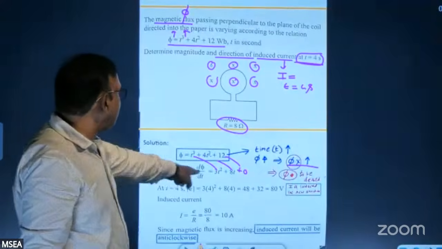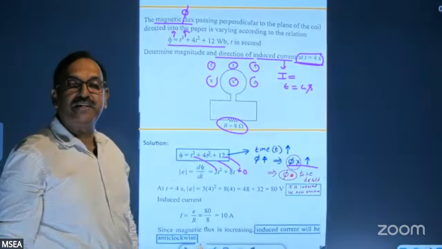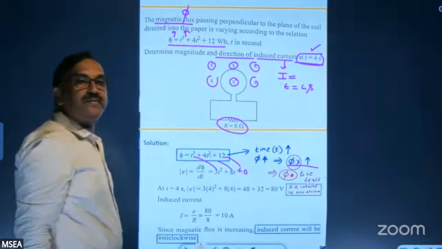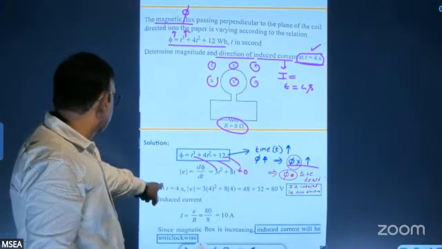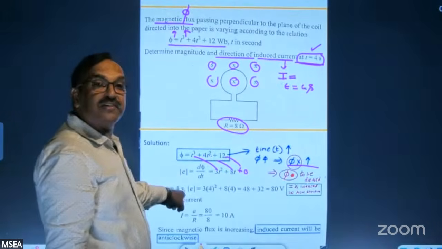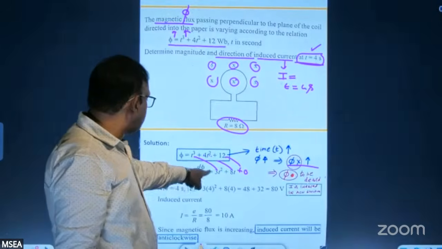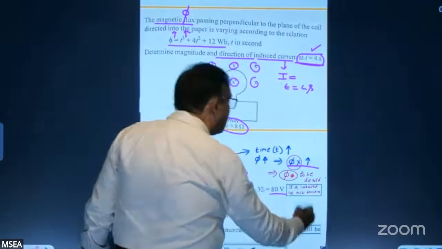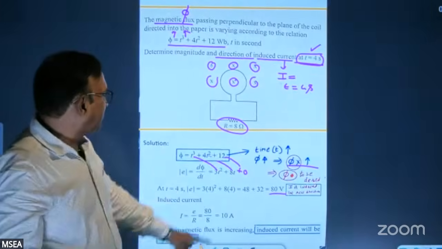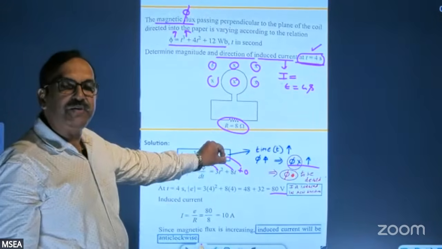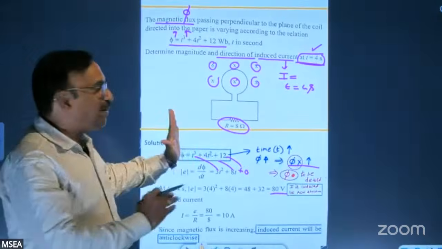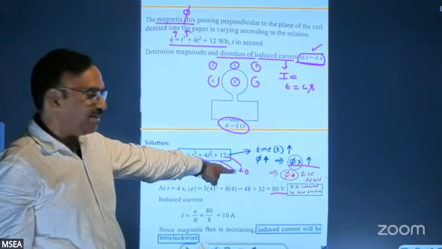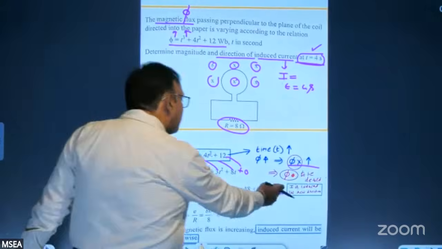So the EMF induced is 3t square plus 8t. I want to know the EMF induced at t equals 4 seconds, which means in place of t, you just write 4. So EMF induced is 3 into 4 square plus 8 into 4. It comes out to be 80 volts. So exactly at the 4th second, this much EMF is being induced in the coil. My God, it becomes almost like a ready powerful battery of 80 volts.